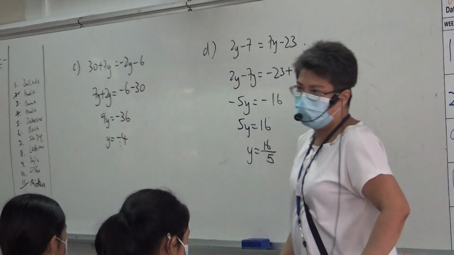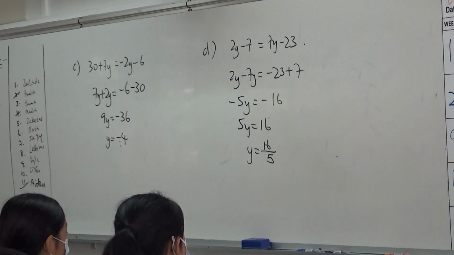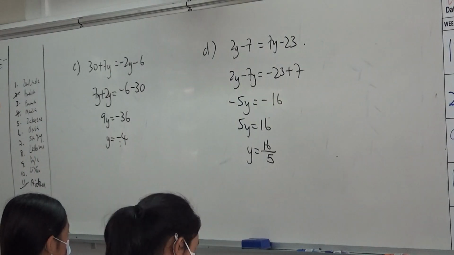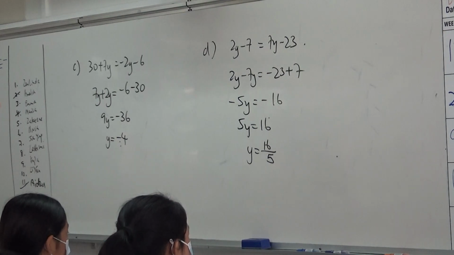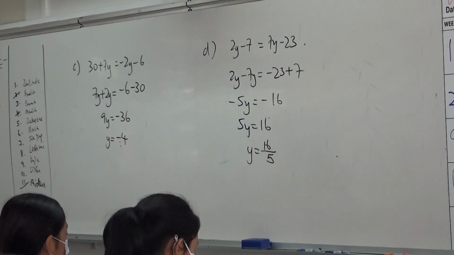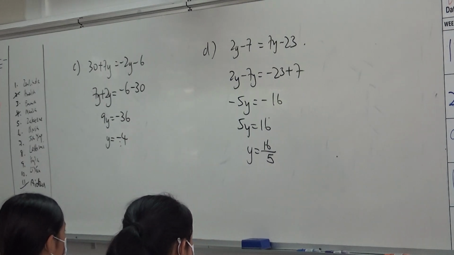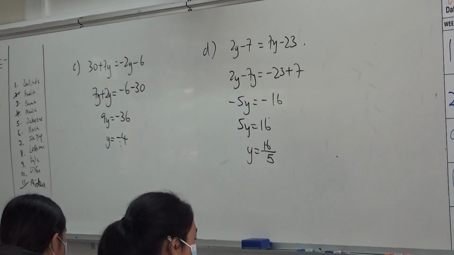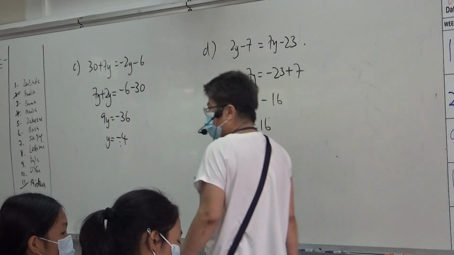Or 5 1/3. Sorry, 3 1/3. Sorry, my mistake, it is 3 1/5. My mistake again, wrong number in my head. 3 1/5. Is this correct? Yes or no? Okay, so that is your part D.